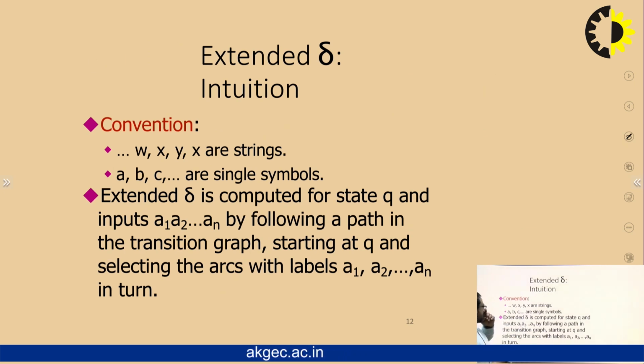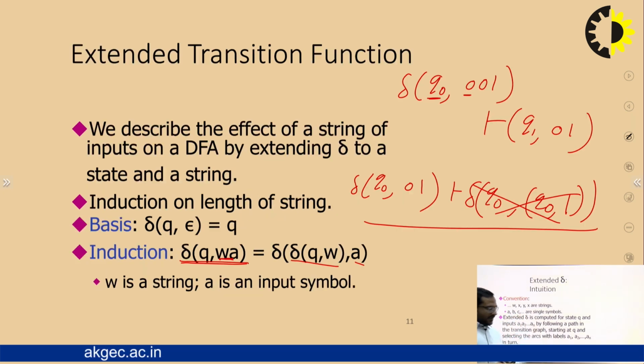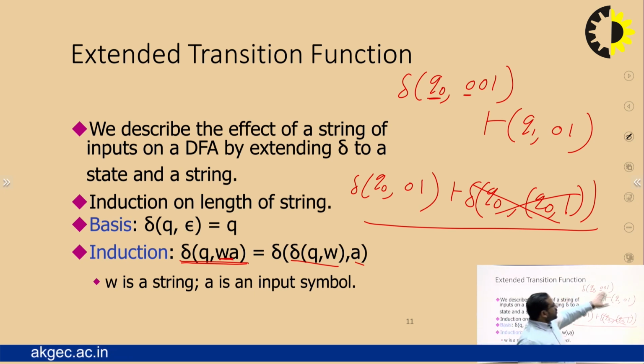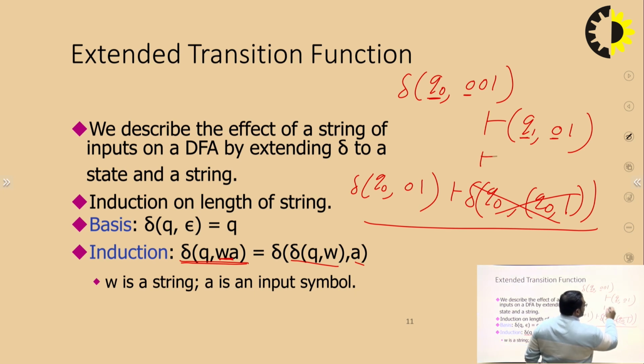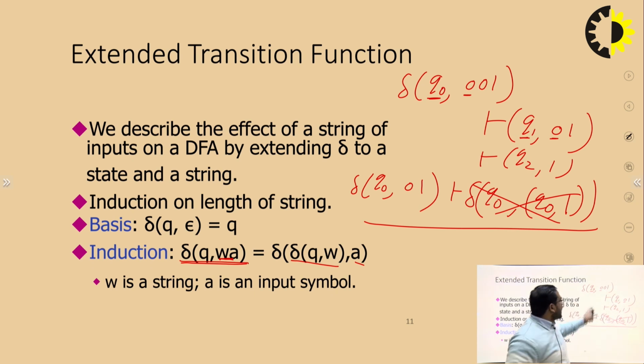Another example: X, Y, Z are strings, A, B, C are single symbols. So in the extended version you can just solve one by one. Just like this, Q0 on 0, then Q1 on 1, then next you can solve Q1 on 0. Q1 on 0 is, suppose, Q2. Then Q2 on 1. So this is the way you can solve it if you have a string here. Got my point?